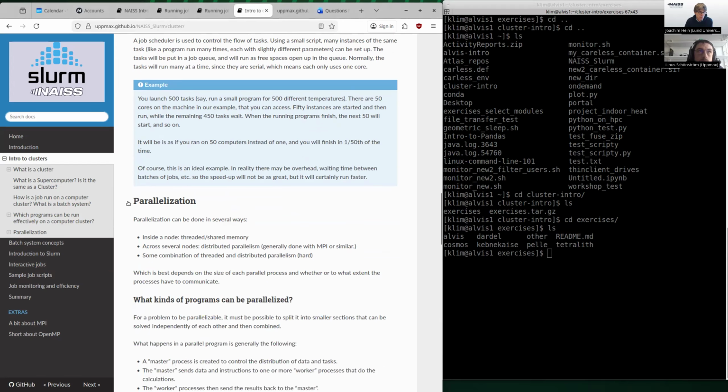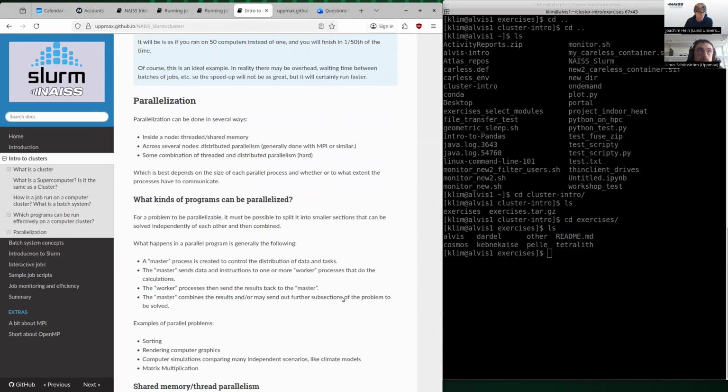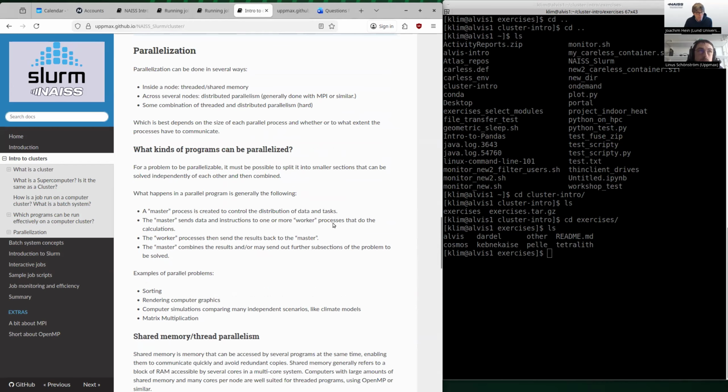Also, if you have one big problem and you can divide or split it into several parts, you can again run them in parallel and collect the results from that. And of course, you can run them in three different ways. The first way, you can run these parallel tasks inside a single node. In this case, we call it thread shared memory, and this is suitable with OpenMP.